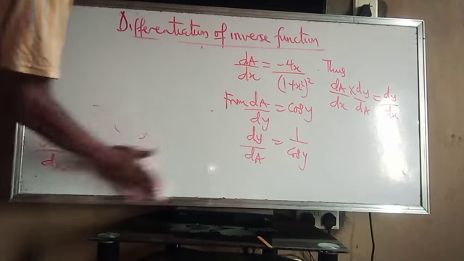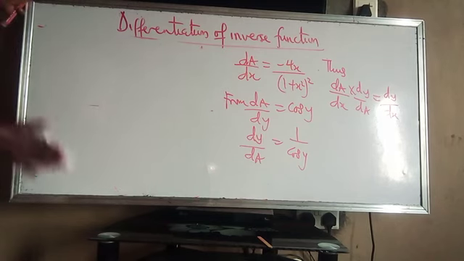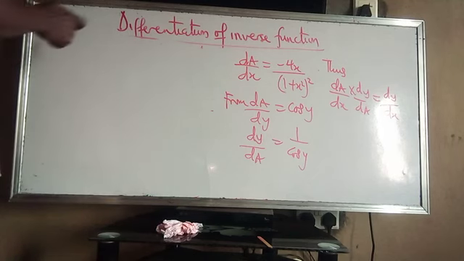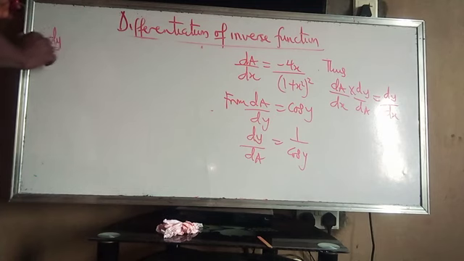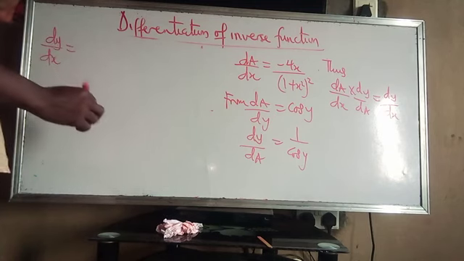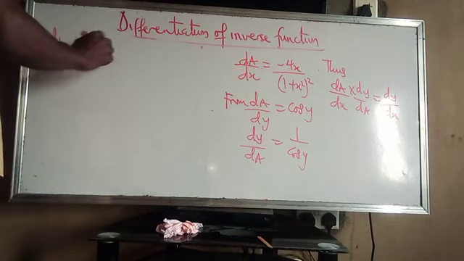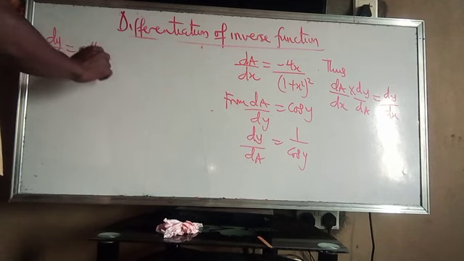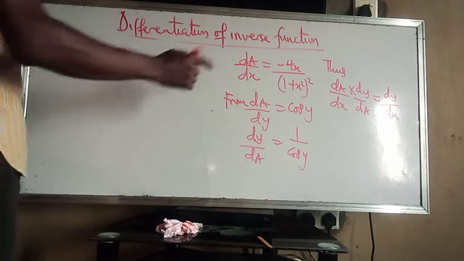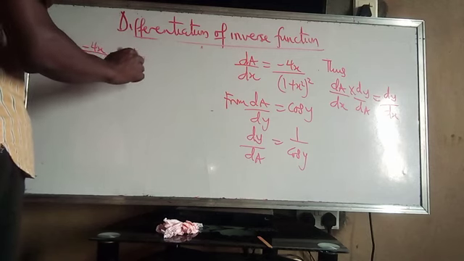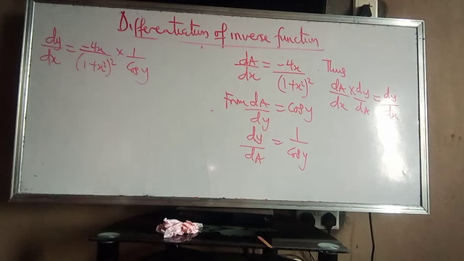Let's try to bring them together. Let's try to now find dy/dx, which will be equal to dA/dx, minus 4x all over 1 plus x squared all squared, then multiplied by 1 all over cos y. Yes, because dy/dA is 1 over cos y. So what do we have there?